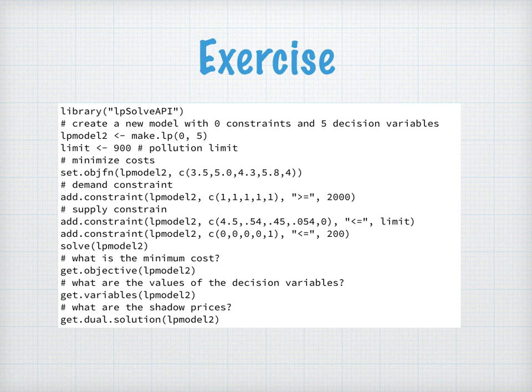Then we define the objective function to minimize the cost, the demand constraint that we must have at least 2,000 megawatt hours of electricity produced, the two supply constraints, one on pollution levels and one on input power. Then finally, we solve the model. Once we've executed solve LP model 2, we can extract the minimum cost, the values of each of the decision variables, and the shadow prices.